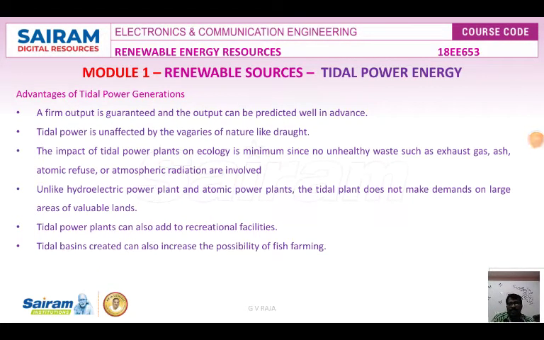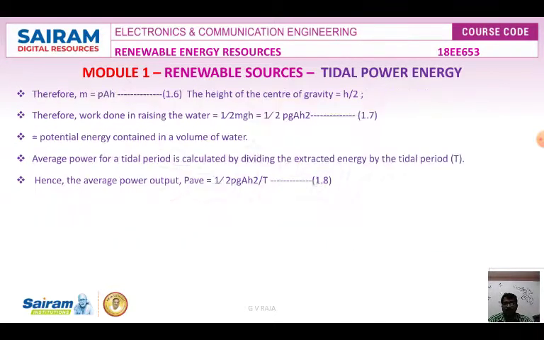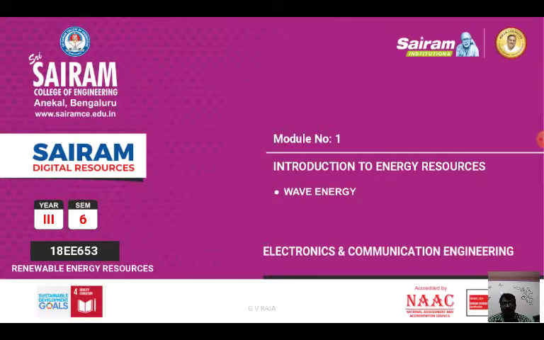So, these are the advantages: development of tidal power, the economic aspects of tidal power schemes when compared to a conventional scheme, the problems associated with the construction and operation of the plant, and problems related to the hydraulic balance. So this is high tide and this is low tide. High tide means water coming inside to the reservoir, and low tide means going outside from the reservoir. Next we'll see wave energy.